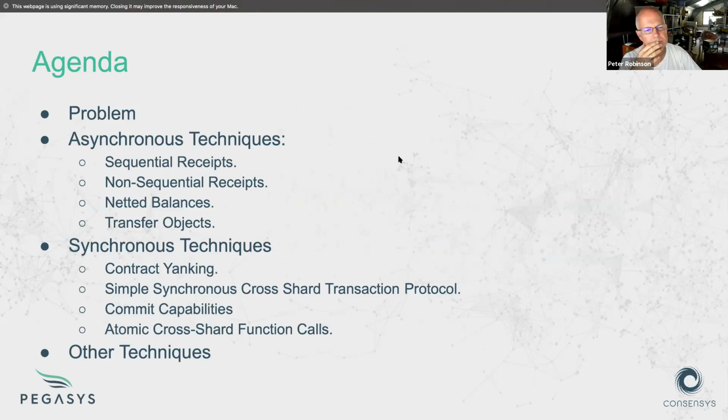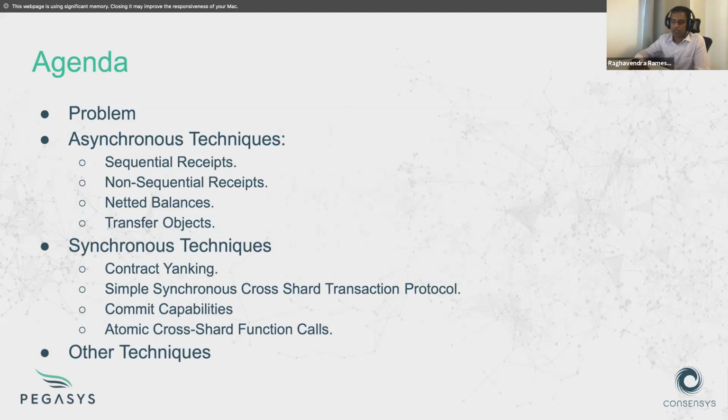So here's the outline. We'll discuss the problem first, the problem of cross-shard transactions in the Ethereum 2 world. And then I'll review some of the techniques that are proposed. I'll take the asynchronous world first, and then Peter will continue with reviewing the existing synchronous techniques, as well as presenting his original proposal for atomic cross-shard transactions. Okay, let's begin.